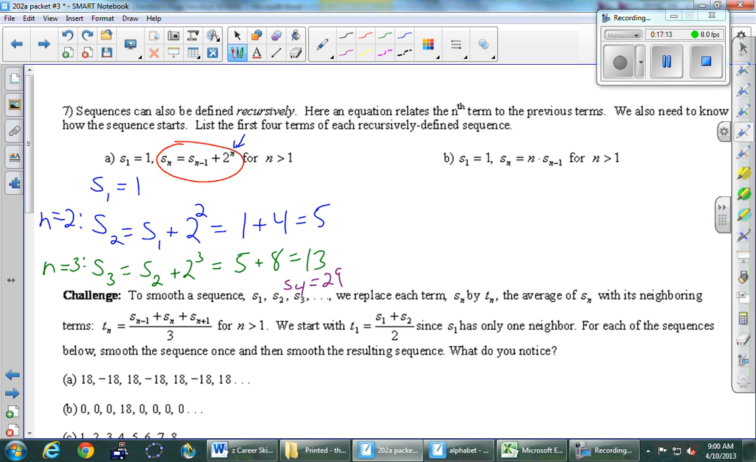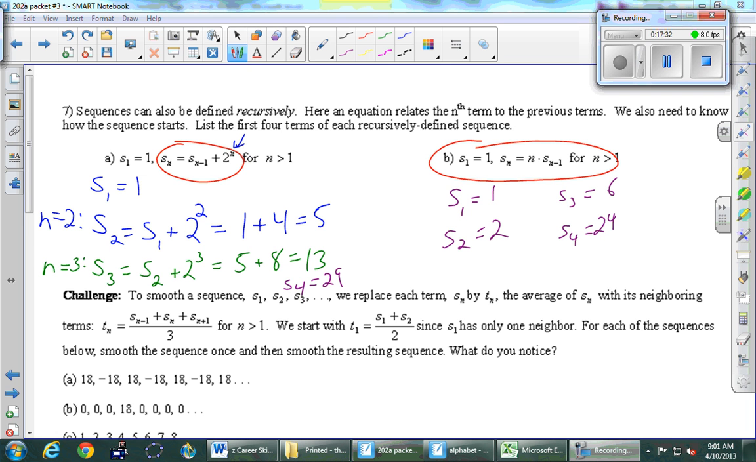Okay, can you guys do the same thing for part B? I'm looking for S1 up to S4, the first 4 terms in this sequence. The first one is given to you, it's just a matter of copying it down. But see if you can work with your neighbors to find the first 4 terms in B. All right, 1, 2, 6, and 24, is that okay?